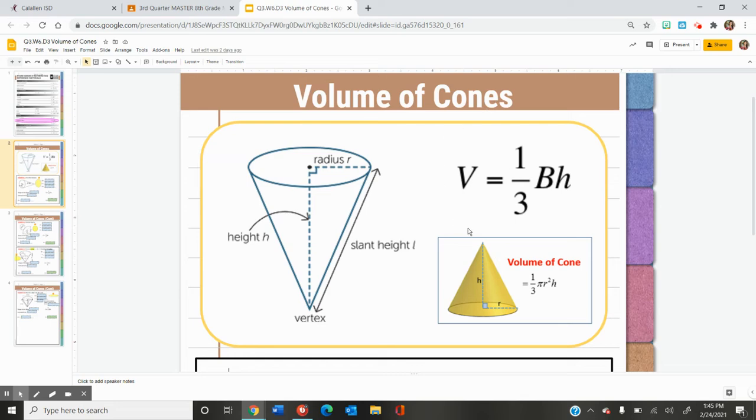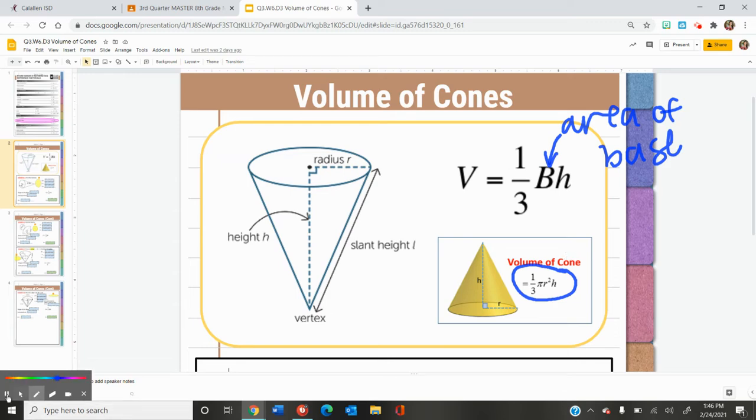But here they give you the formula volume equals 1/3 base times height. Now, yesterday we learned that B stands for area of our base. And since we know that the base shape is a circle, we can now transform this formula into 1/3 pi times r squared times our height. But it's very important that you go ahead and find the area of your base first before you apply it into your formula. But let's go ahead and look at our first example.